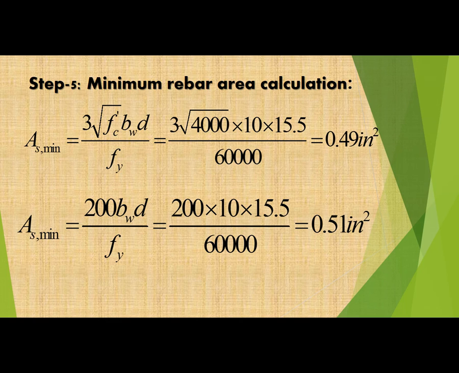Before doing that, let us calculate the minimum rebar area for the section size designed. Now we know that As minimum is given by 3 root over f'c times bw d divided by fy, and 200 bw d divided by fy. The higher value will control. By putting the values of bw, the effective depth, f'c and fy, we get two values of As minimum, that is 0.49 inch square and 0.51 inch square. The greater value will control.